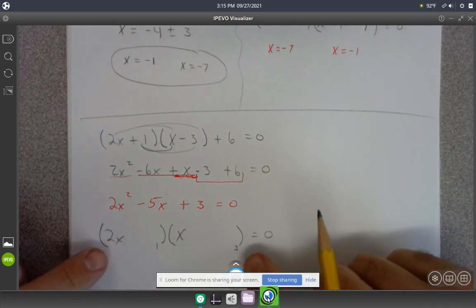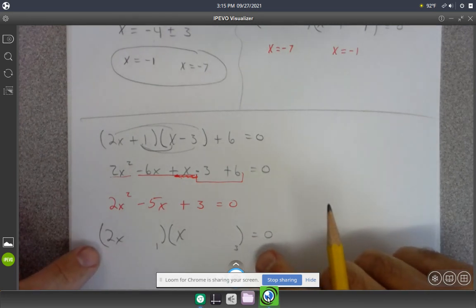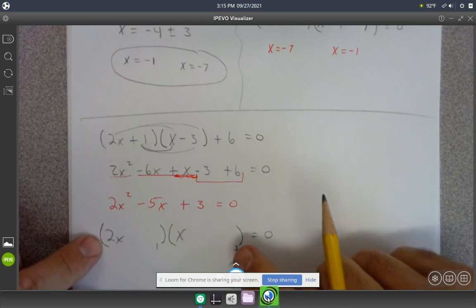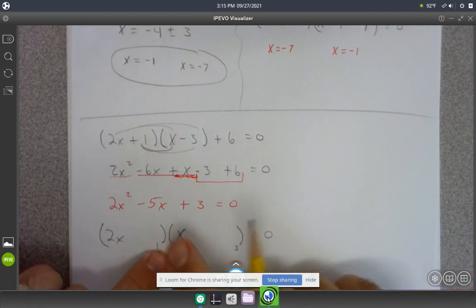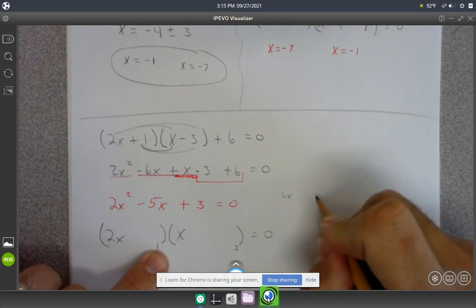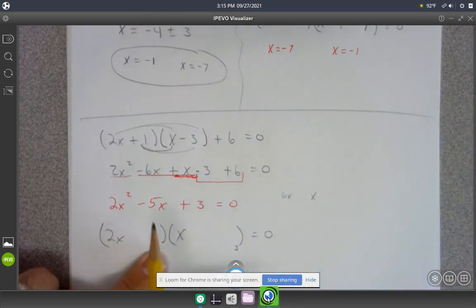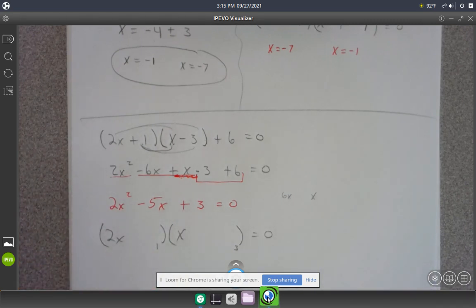Let me try this one out here. Ooh, this one's kind of tricky, actually. 2x and 3, that would be a 6x. And then this would be a 1x. So a 6x and a 1x. I know we could get a 5x, but that would be if we were subtracting these things. Because this is a plus sign, they're actually going to be the same signs. So I need to try it the other way around.